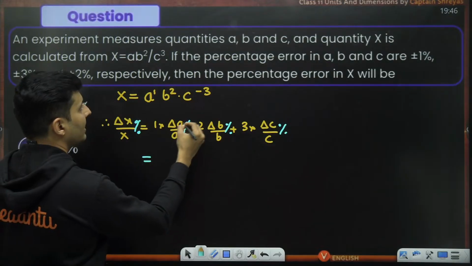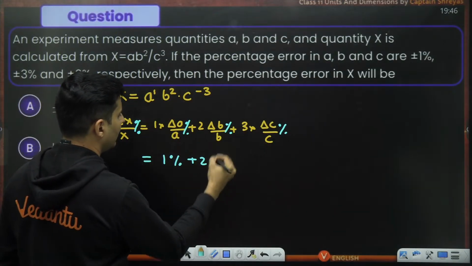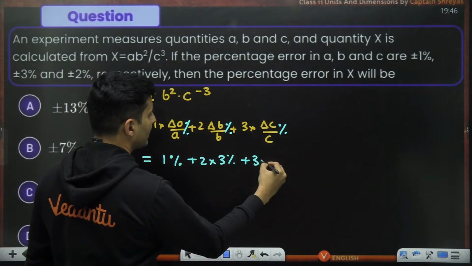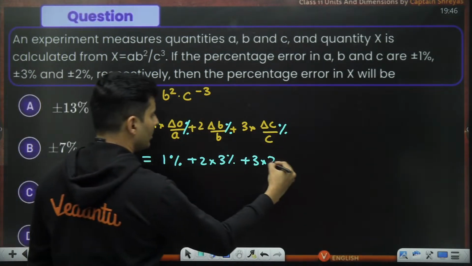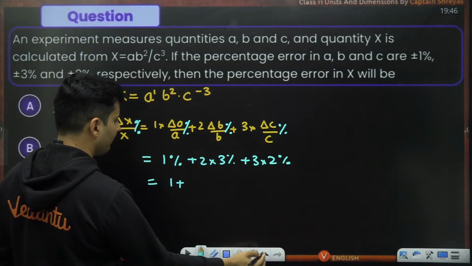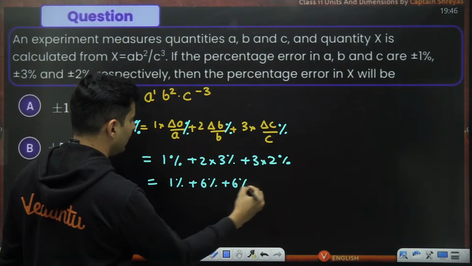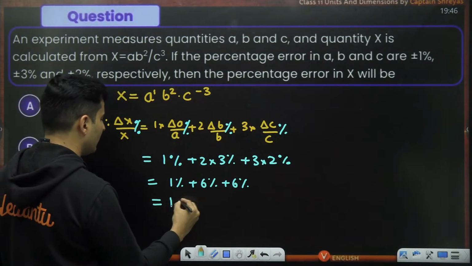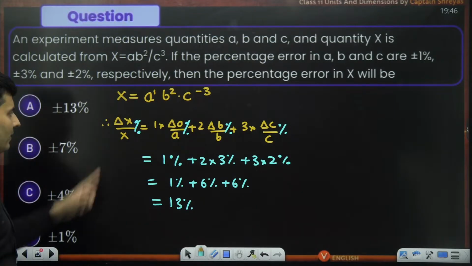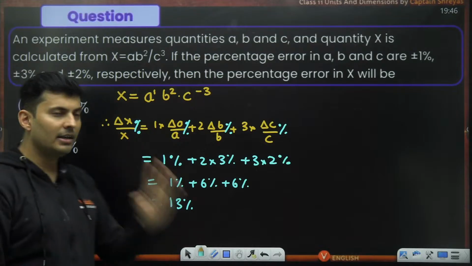So percentage error in A is 1%. Okay. Percentage error in B is 3%. Okay. And percentage error in C is 2%. Okay. So this will be 1% plus 6% plus 6%. 6 plus 6, 12 plus 1 is 13. So 13% error will be there in the quantity X. So option A is the right answer. Directly you can do it.